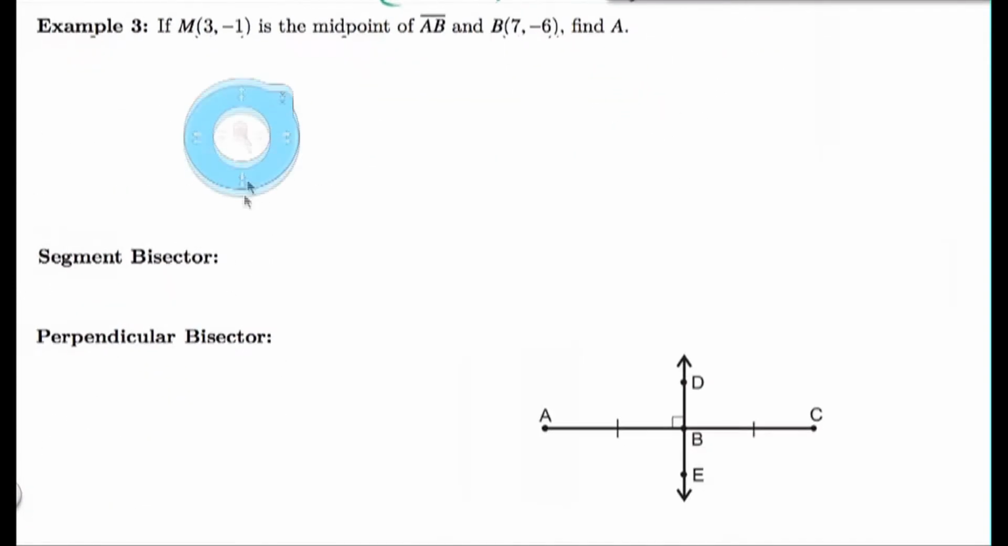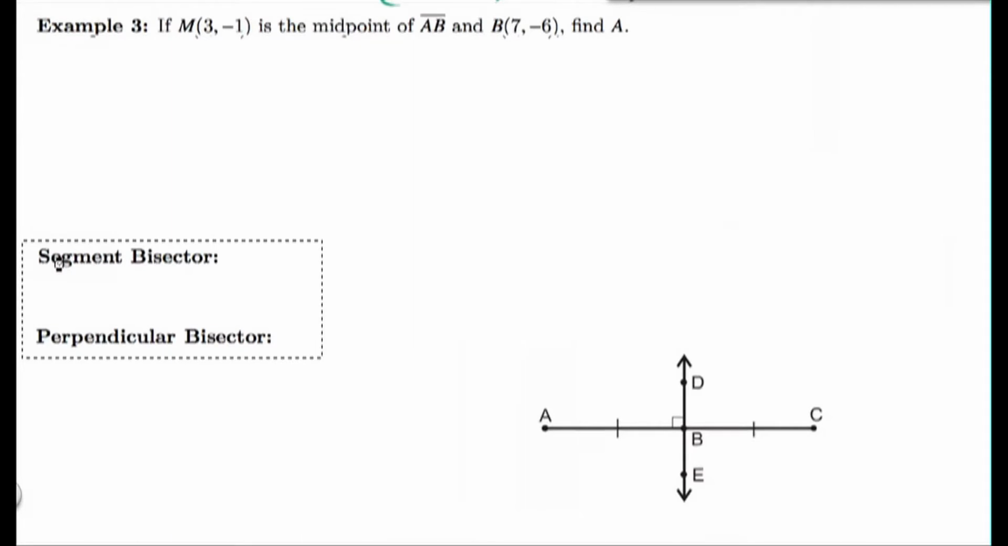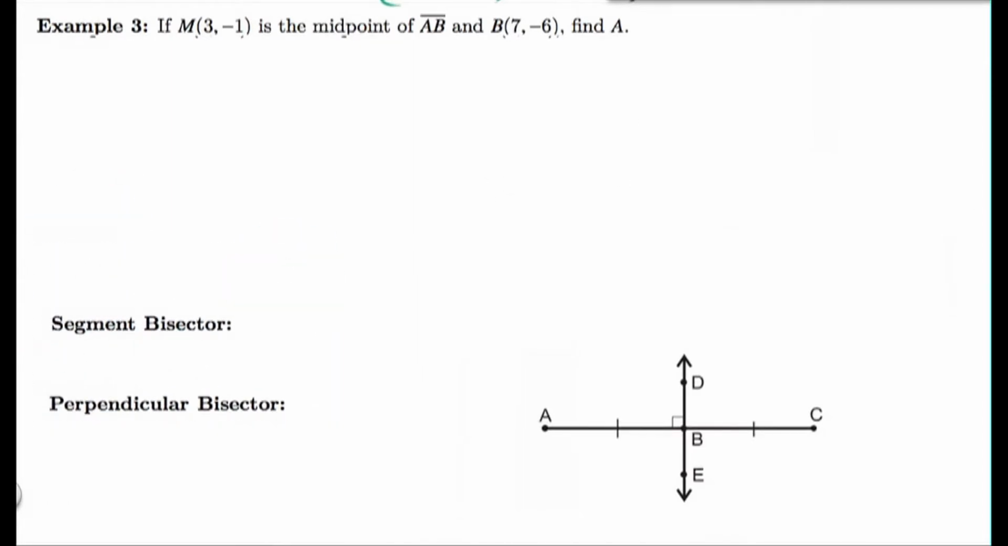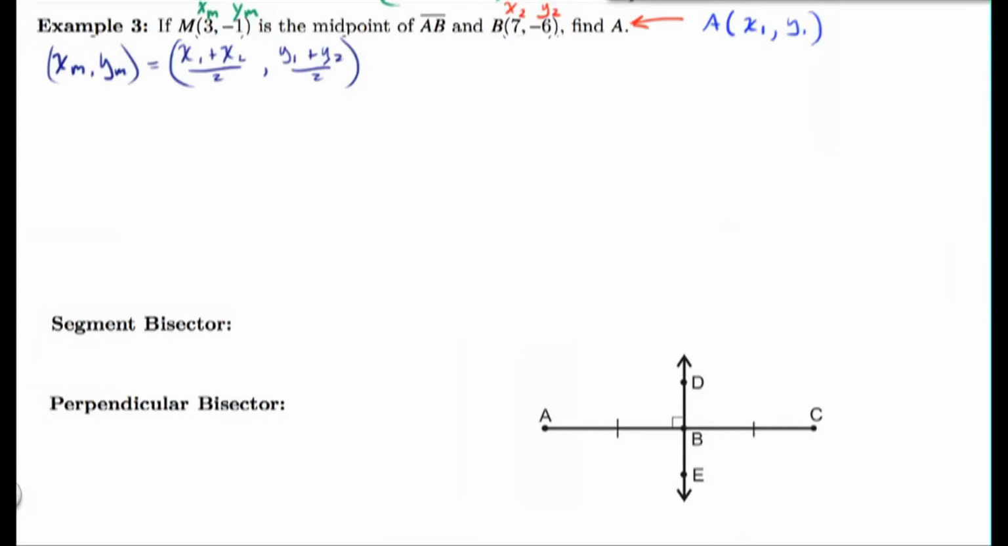Okay, example 3, if M at 3, -1 is the midpoint of segment AB and B is 7, -6, find A. So in this case, we know one endpoint, which is B, and we know the midpoint, M, and we're trying to find A. So we can use the same formula as we did before for the midpoint. I'm going to call x sub M and y sub M our midpoint coordinates, and B we'll call x sub 2, y sub 2. So we're looking for x sub 1, y sub 1.